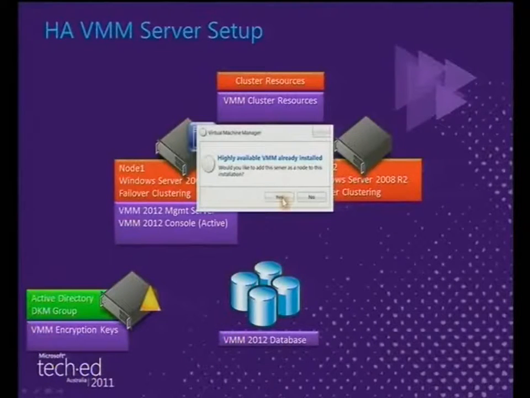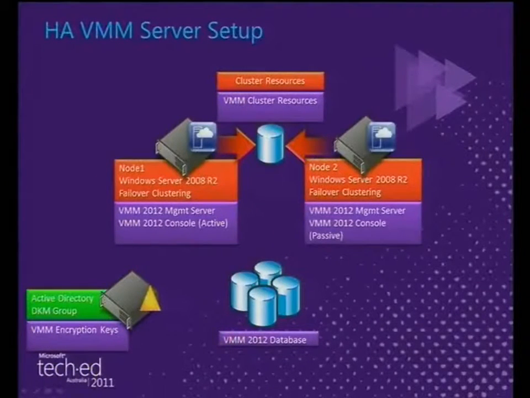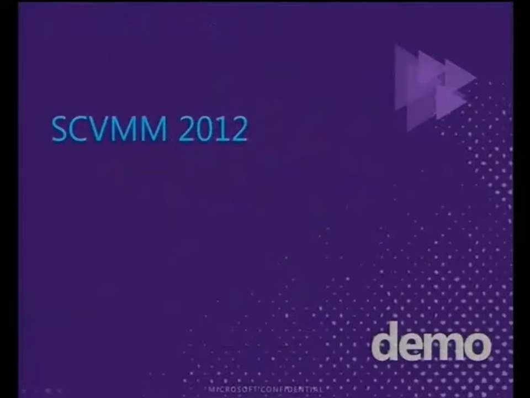When I go to the other node, it says, oops, you already have SCVMM installed on the other node. Do you want to add this one? Yeah. So then the other one will be passive. It's cool. We don't need to go to the cluster, failover, or do anything. SCVMM will do this for you. You have to set up the service as a cluster. Okay, let me go to the demo.